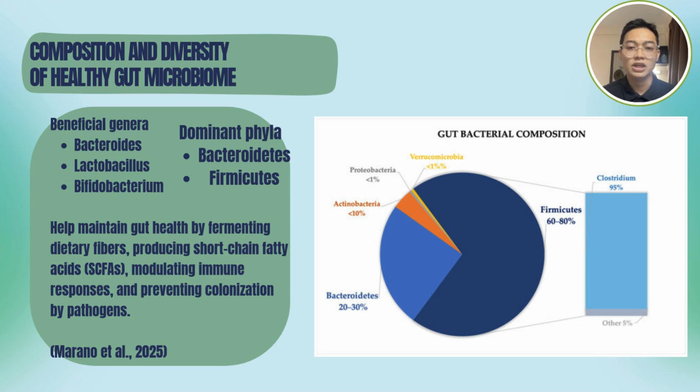Next up, what does a healthy gut microbiome look like? It's all about diversity and balance. Primarily, the gut bacteria come from two phyla, Bacteroidetes and Firmicutes, and within this, they help regulate the immune system.